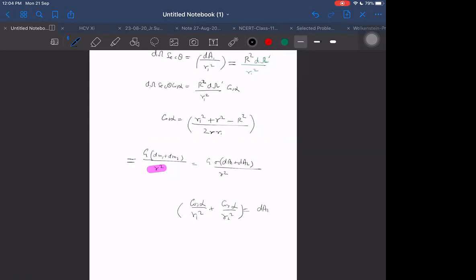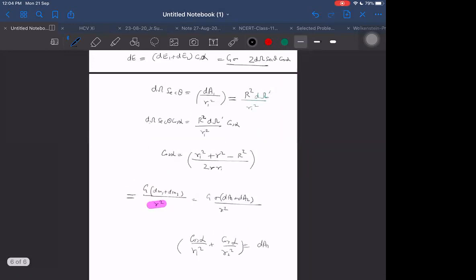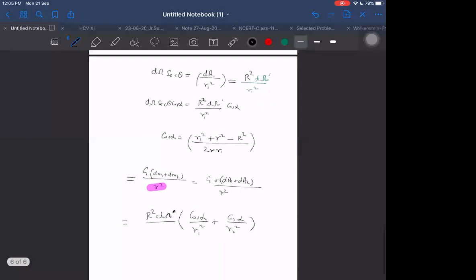Cos alpha, R square d omega dash, upon, into cos alpha upon R1 square plus cos alpha upon R2 square. That is what we are getting by adding these two up.